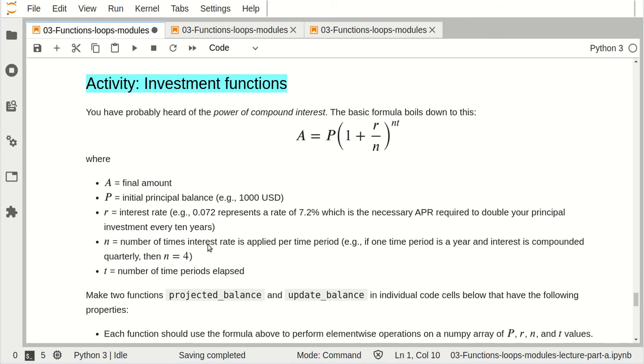N is the number of times the interest rate is applied per time period, meaning if it was compounded quarterly, you might have N equal 4. And T is the number of time periods that have elapsed. So if you were thinking in years and you had compounded quarterly, you'd have N equals 4. And if you invested for 5 years, then maybe you put T equals 5.